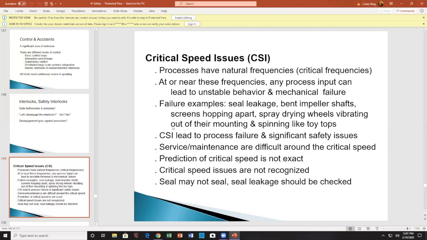Critical speed issues lead to process failure and significant safety issues. Maintenance and service are difficult around critical speed. You need to shut the thing down is what you need to do. Prediction of critical speed is not exact. Critical speed issues are not recognized. Seal may not seal. Seal leakage should be checked.